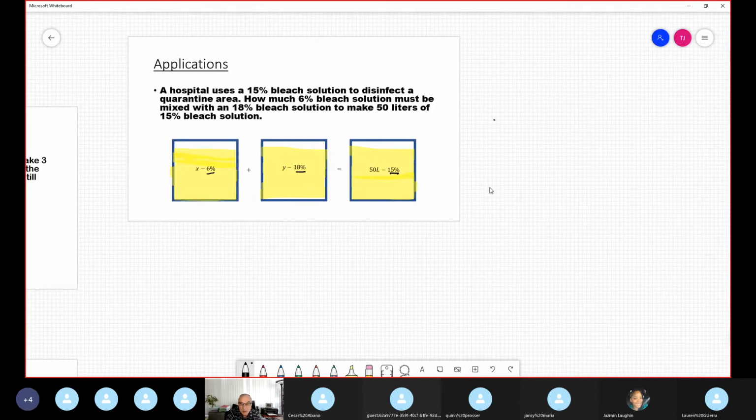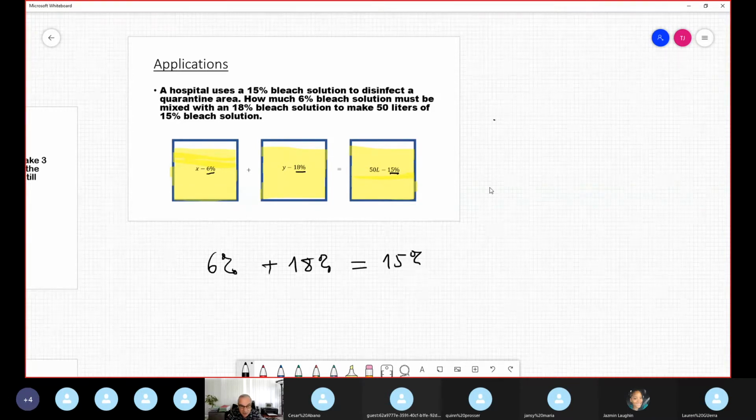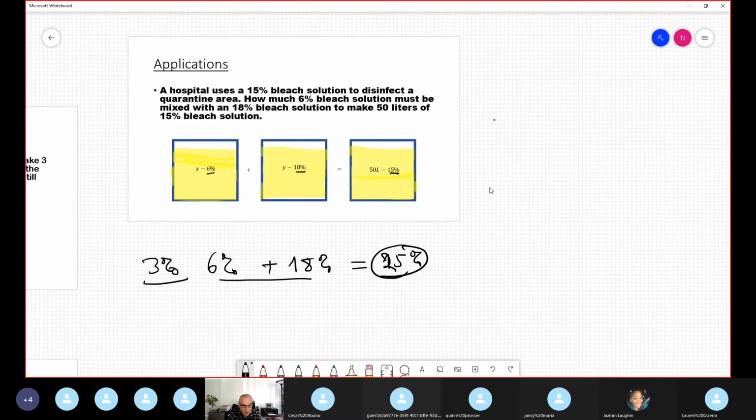Makes sense, right? So you mix 6% and 18%. That's logical. It's not mathematical like that. It's logical to get 15%, the intermediate value in between 6 and 18. It's impossible to get, for example, 25%. This is totally crazy, no? And to get lower than 3% is totally crazy. The one concentration in between 6 and 18 is logical.